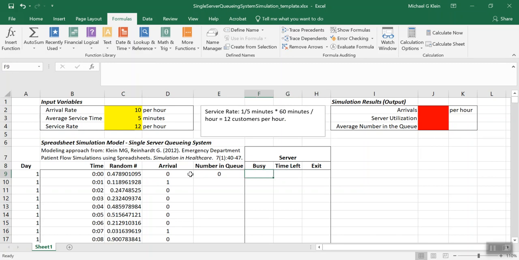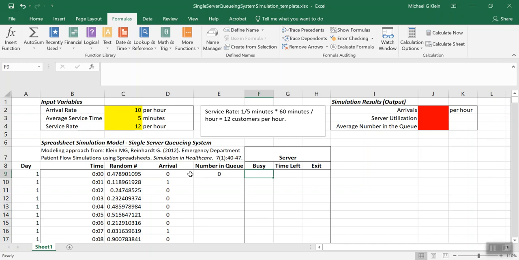Now we're going to set up the first formula for time 0 to determine whether or not the server is busy. After that, we'll look at determining the amount of time that the server will have left, the number of minutes left serving that customer, which again will be based on an exponential distribution. And finally, we'll determine whether or not a customer exits the system at this particular row in time.